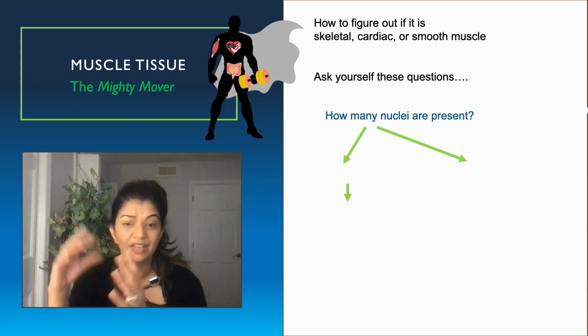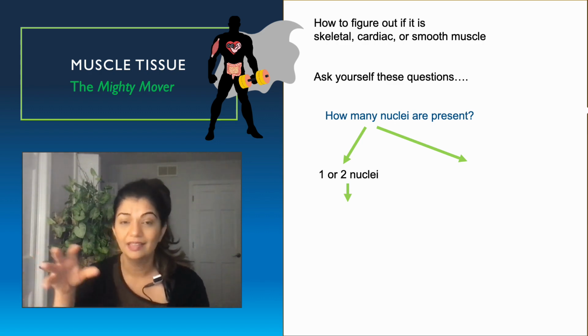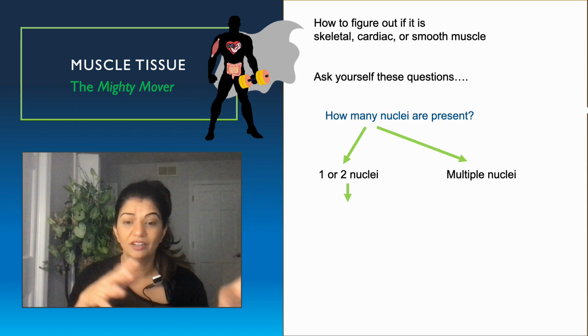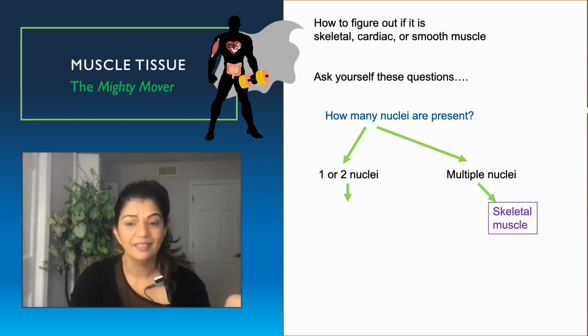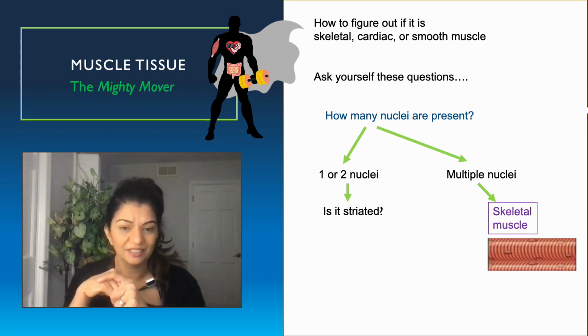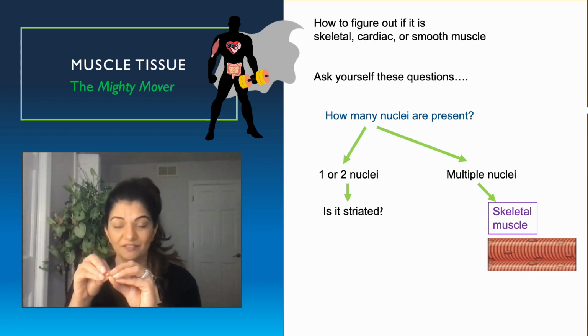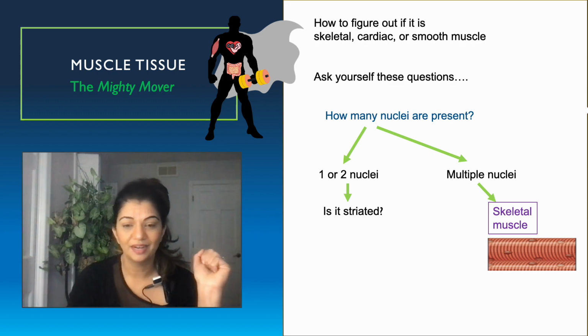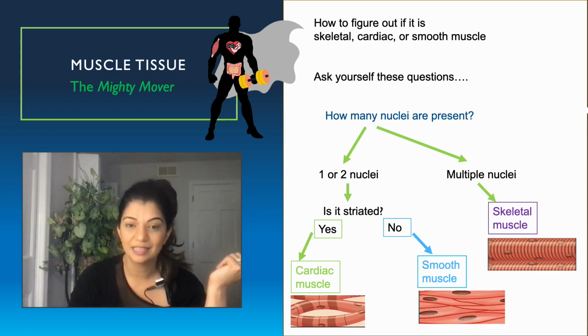The first thing you want to ask yourself is how many nuclei are present. Now, if there are one or two nuclei, that's going to be the difference between cardiac and smooth versus skeletal, because we know multiple nuclei means that it's skeletal muscle, and if it's one or two nuclei, you're going to have to ask yourself, is it striated? Because then that's going to be the distinguishing factor between cardiac and smooth, right? So if it is striated, then we know it's cardiac. If it's not striated, then obviously we know it's smooth muscle.